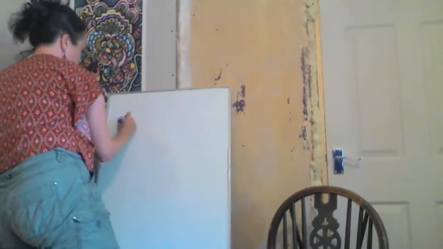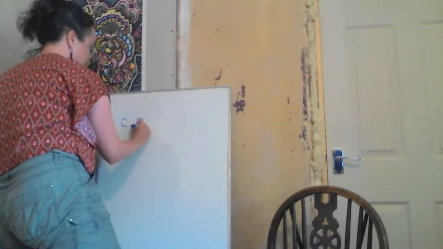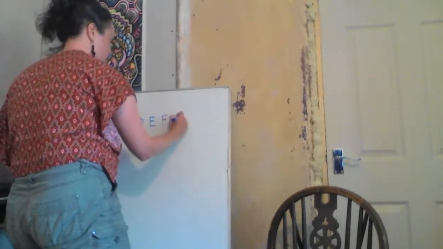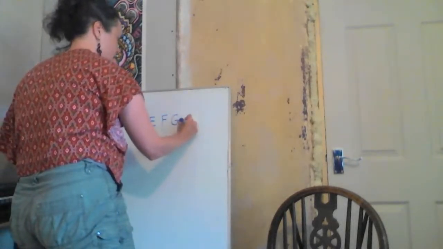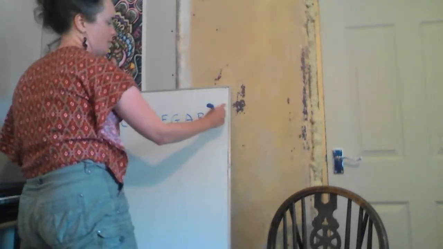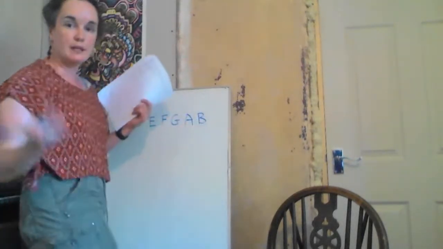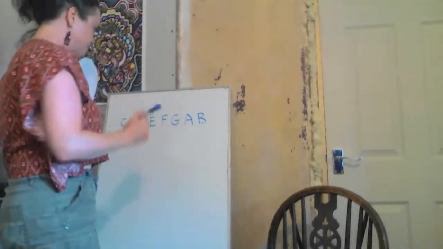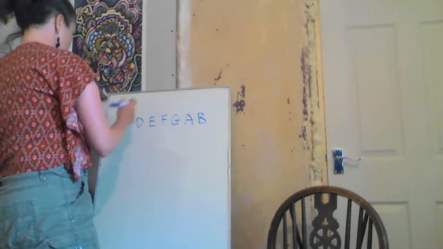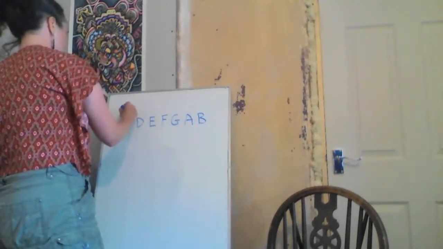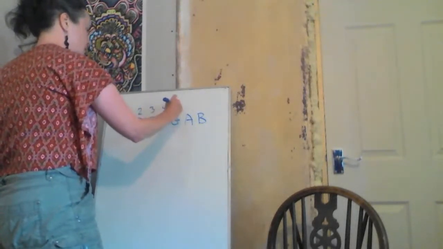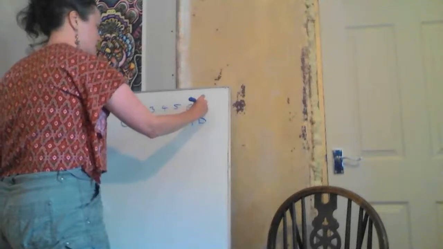So we've got C, D, E, F, G, A, B. And then, of course, we'd have C in brackets, the next C would be the octave up. I'm going to give you the numbers above. So that's number 1, 2, 3, 4, 5, 6, 7.